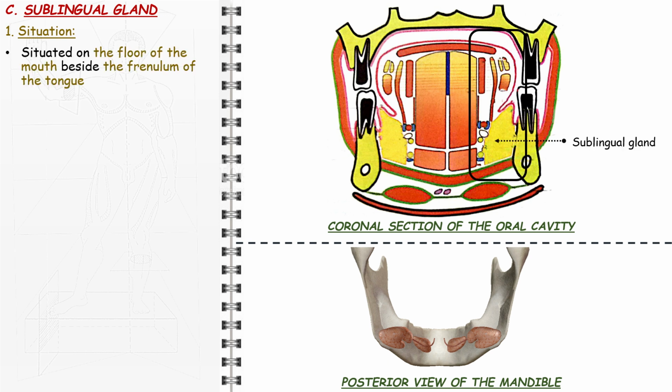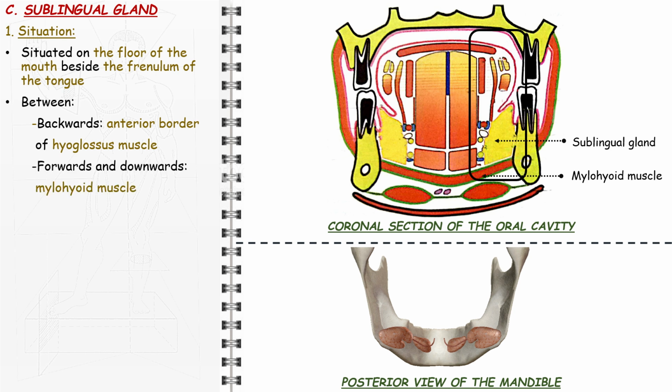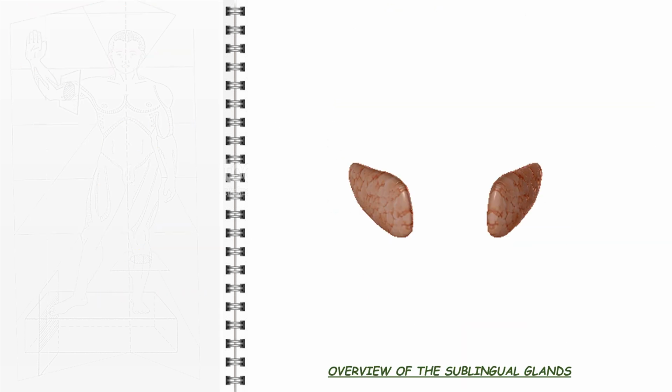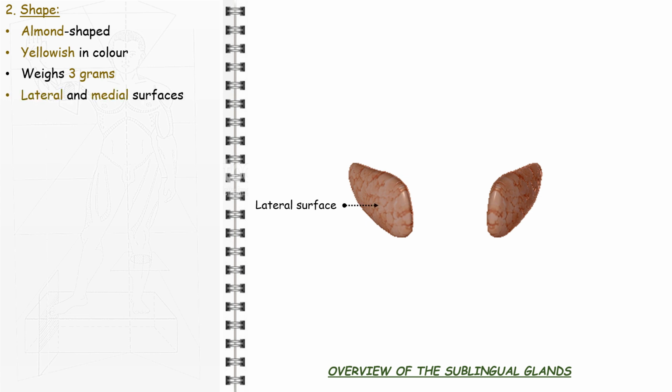In turn, the sublingual gland is situated on the floor of the mouth beside the frenulum of the tongue. It lies between, backwards, the anterior border of hyoglossus muscle, forwards and downwards, the mylohyoid muscle, upwards, the floor of the mouth raising the sublingual fold, laterally, the sublingual fossa of the mandible and, medially, the genioglossus muscle. The sublingual gland is almond-shaped, yellowish in color and weighs 3 grams. It is flattened sagittally with lateral and medial surfaces and upper and lower borders.